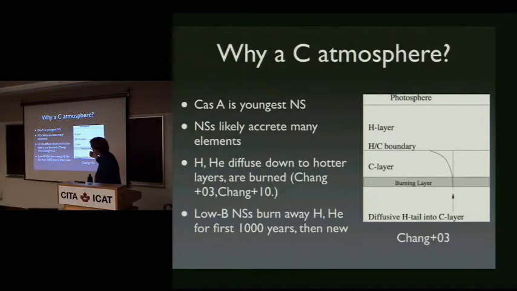It also works for young neutron stars. And for young neutron stars, you can also burn away not just the hydrogen layer, but also the helium layer. And so you might end up with just a carbon layer on the surface. So now why would you then have hydrogen in older neutron stars?